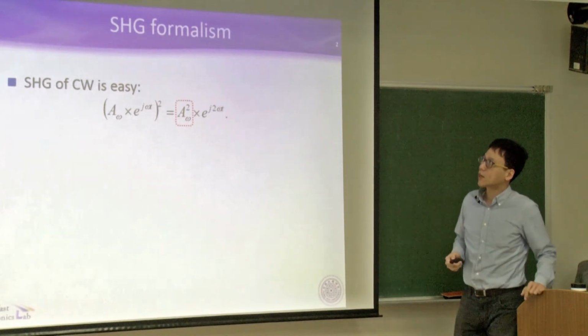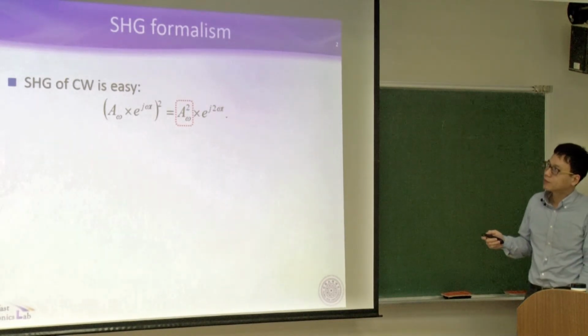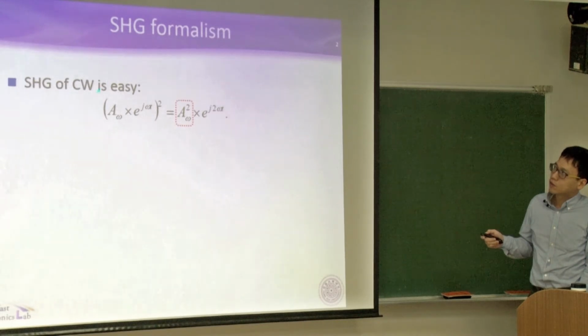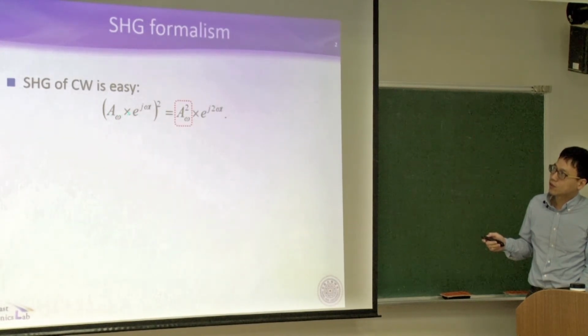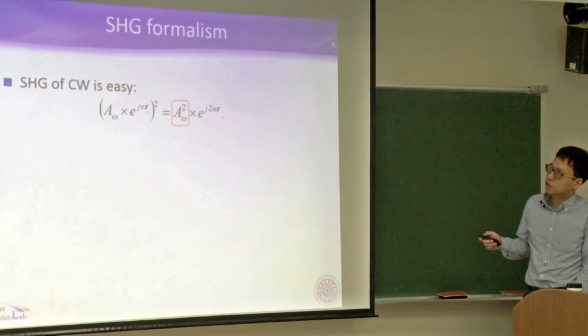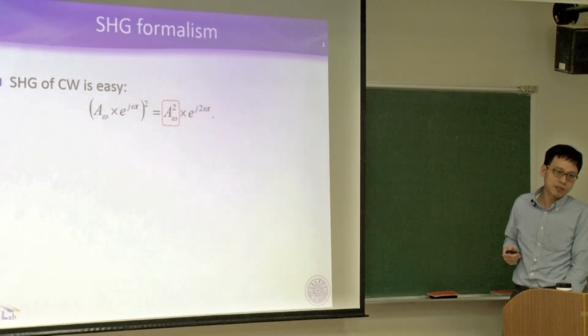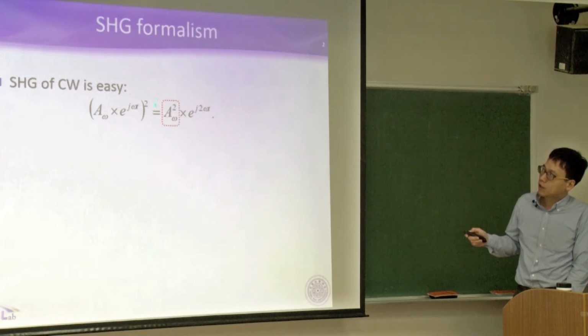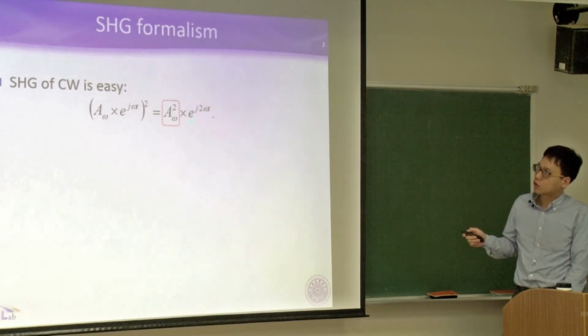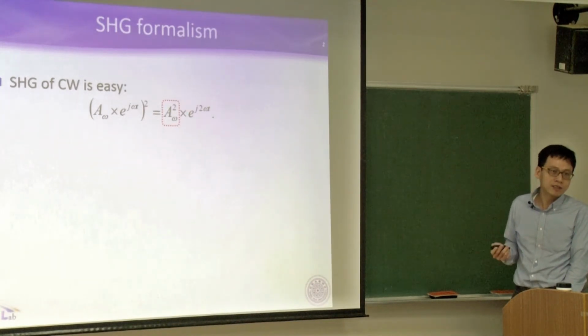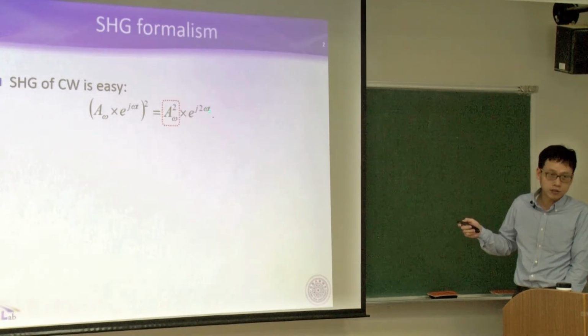So starting with second harmonic formalism, this is easy. If the light is continuous wave, the SHG is quite easy. Okay, A omega means the phasor of the CW fundamental light. So the electric field is phasor times e to the j omega t, and the second harmonic generation simply means square in the time domain. So you will have a second harmonic phasor, which is the square of fundamental phasor. Okay, and the carrier frequency is doubled.